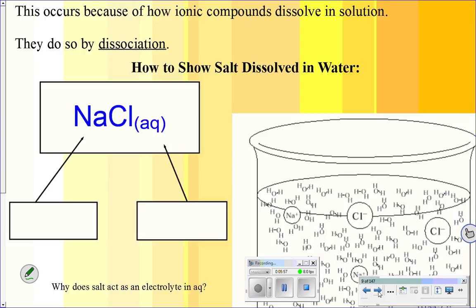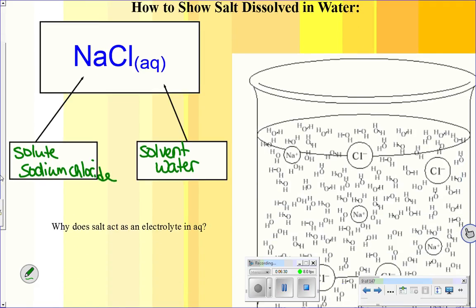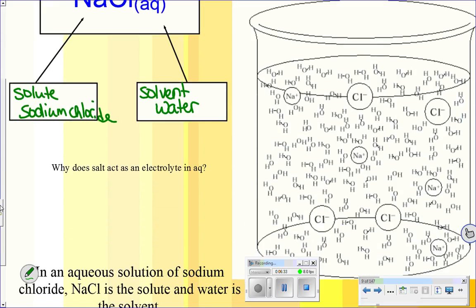Now, the reason that we can have something be an electrolyte is because of how ionic compounds dissolve. They do so by something called dissociation. Dissociation is basically breaking apart. So again, when we see something written with an AQ, that's telling us that our solvent is water, and in this case that our solute is sodium chloride or salt. So why does this act like it's an electrolyte in an aqueous solution?